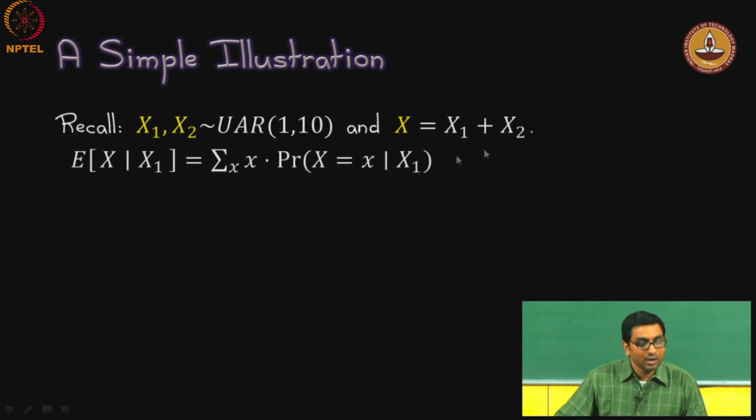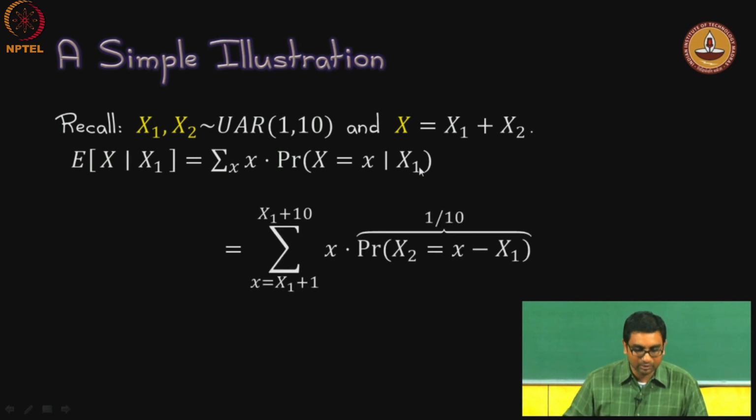So, now we ask what is the expectation of this capital X given this lowercase x1. And we can apply the formula. This is simply the formula that I had mentioned in the previous slide. You are looking for the expectation of x. So, you have to run through all the values that x can take, and then weight them by their individual probabilities, of course, each conditioned on x1. Let's see what that works out to.